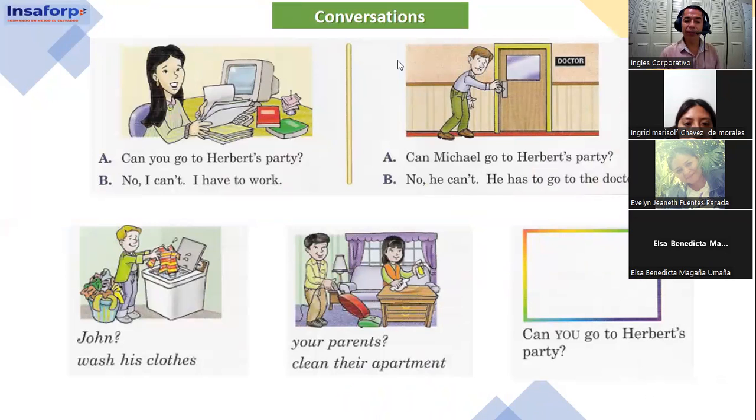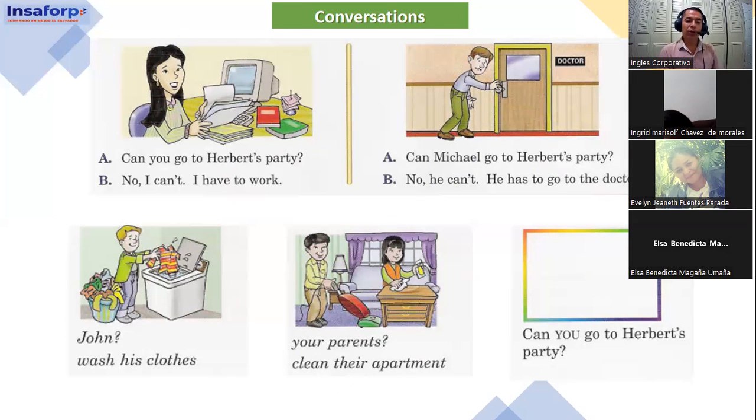Teacher, me moveré del lugar. Okay. Very good. Moisés, no problem. Do it. Good. Now, can you go to Herbert's party? No, I can't. I have to work. Can Michael go to Herbert's party? No, he can't. He has to go to the doctor.